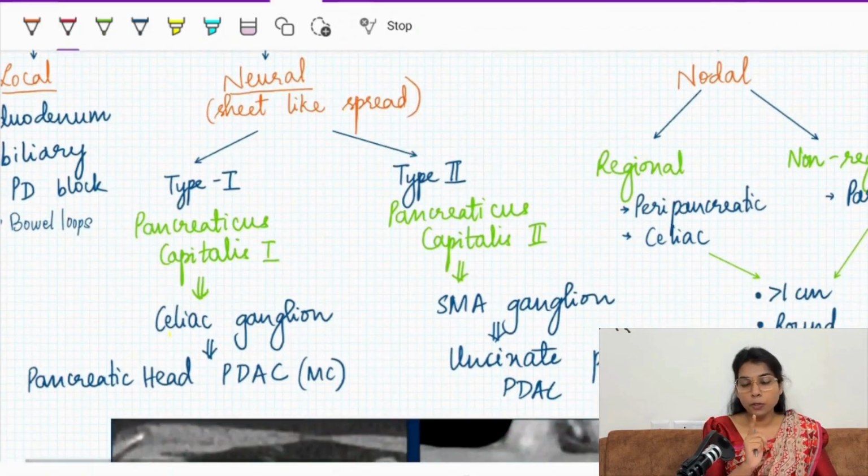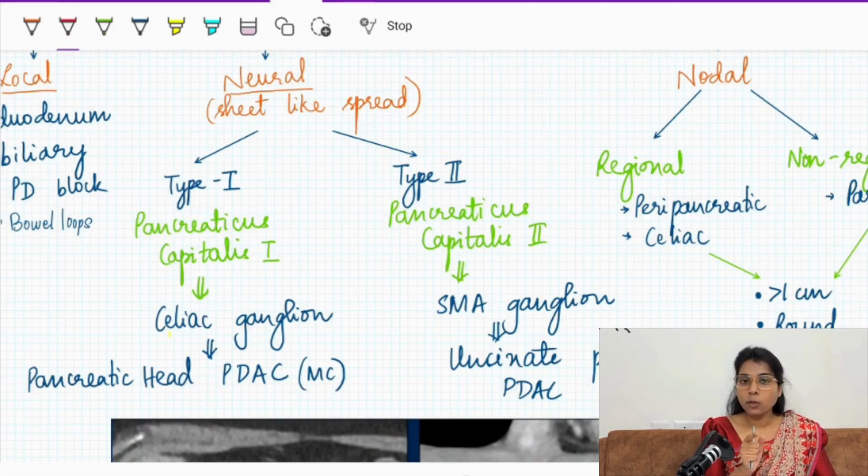Moving forwards to the neural spread. There are 3 tumors which show neural spread. One of it is pancreatic ductal adenocarcinoma. Obviously, we are reading it. The other 2 are cholangiocarcinoma and periampullary carcinoma. Neural spread, there are 2 types, type 1 and type 2. Type 1 is along the celiac axis, type 2 is along the superior mesenteric axis.